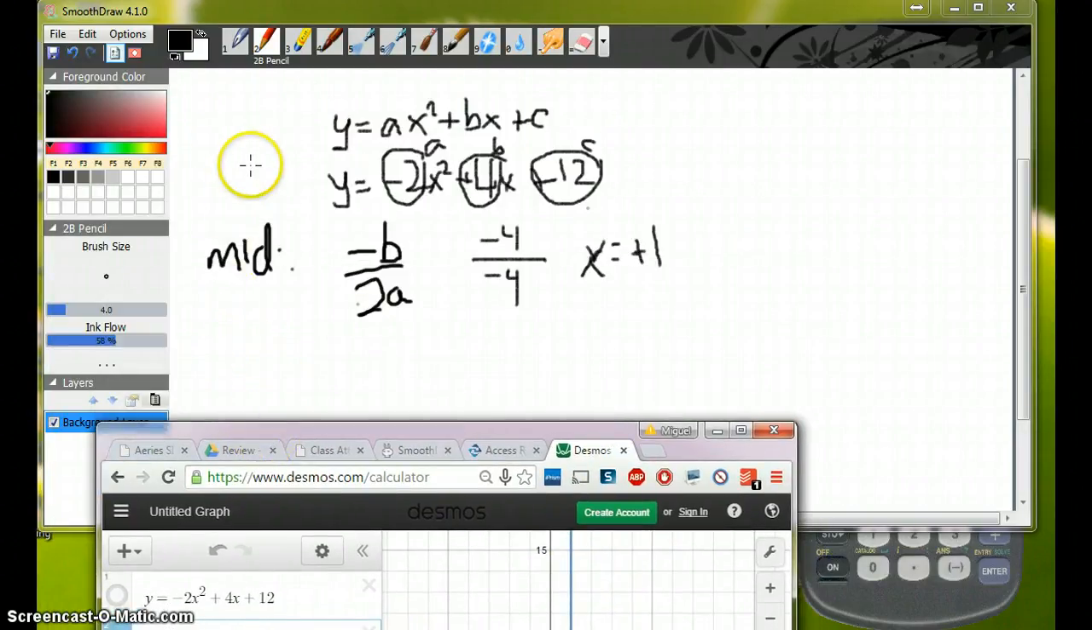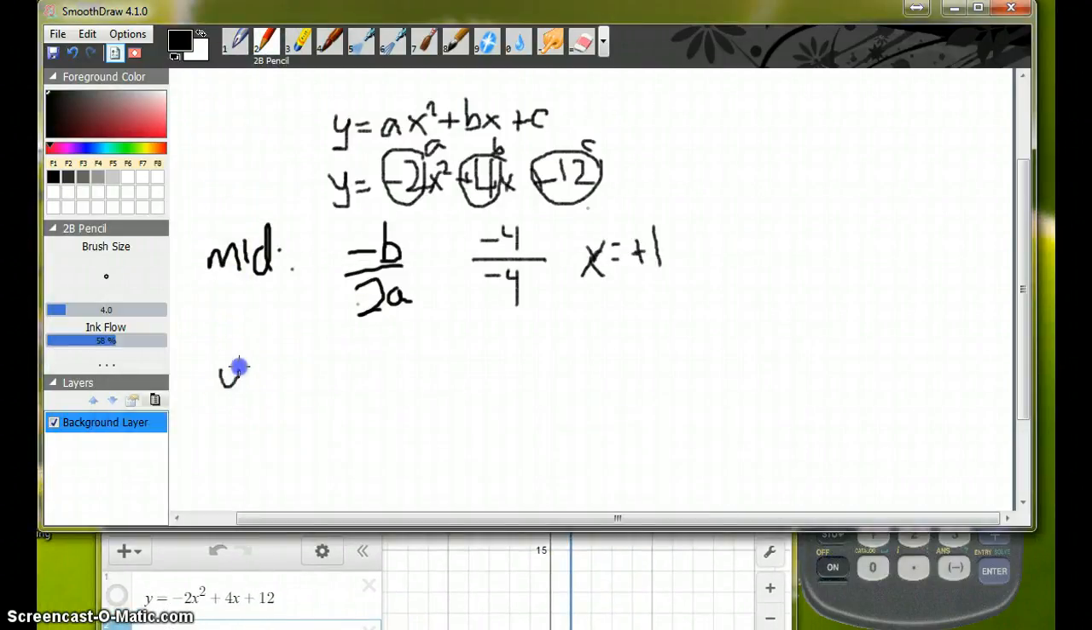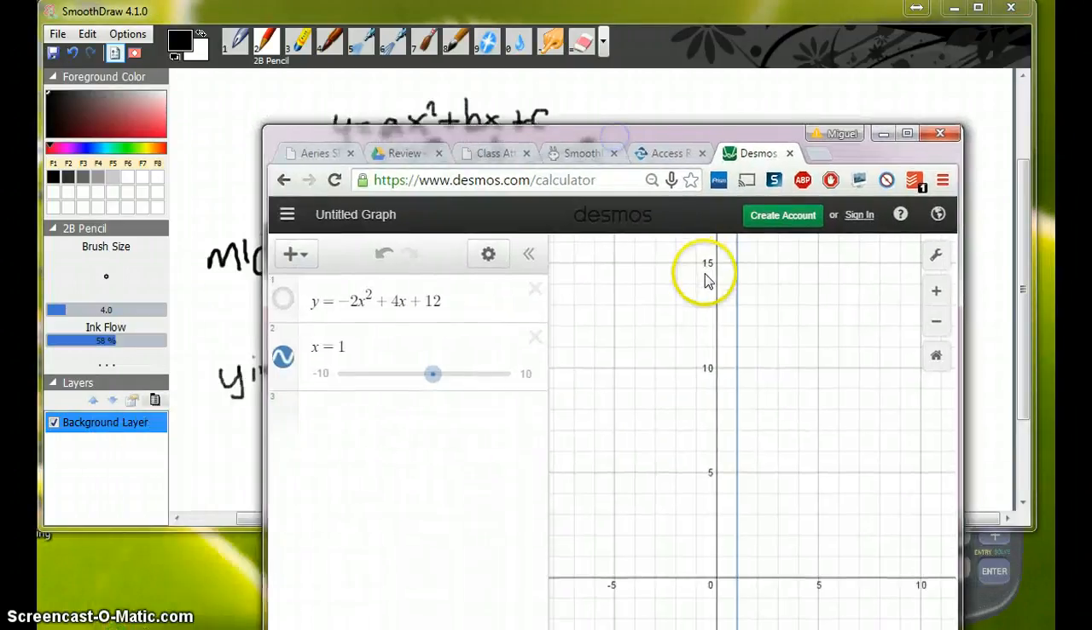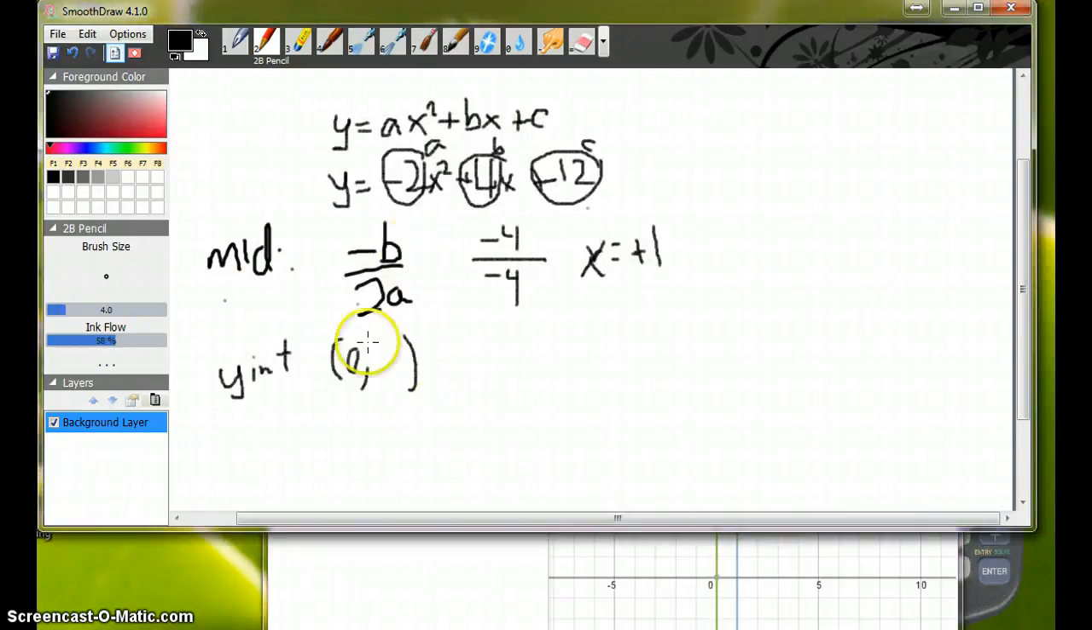Next, what you want to do is find the y-intercept, and for the y-intercept, the x is 0. And if you want to visualize that, I'm going to just put a new equation here. x equals 0. Pretend this is the y-axis, every single x is 0. So you're going to plug in 0 here and here. Okay.